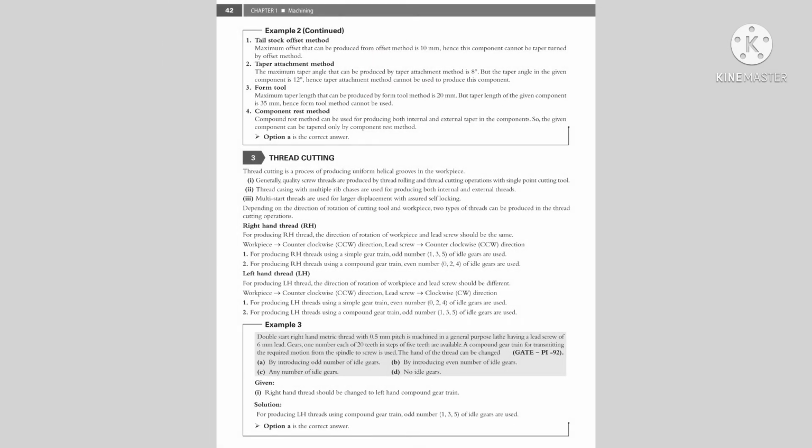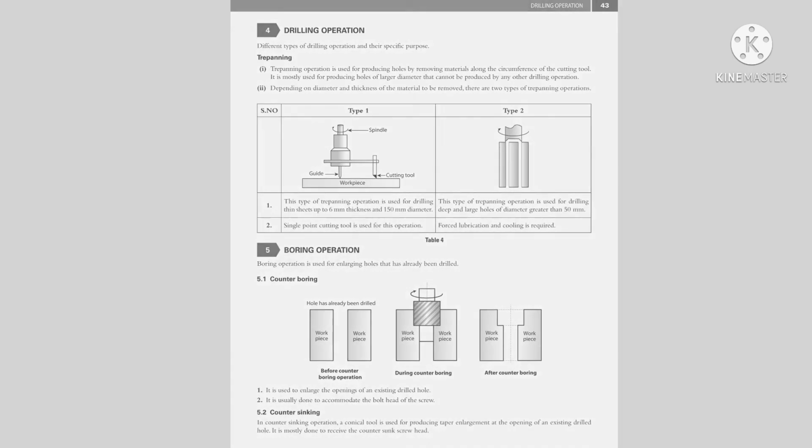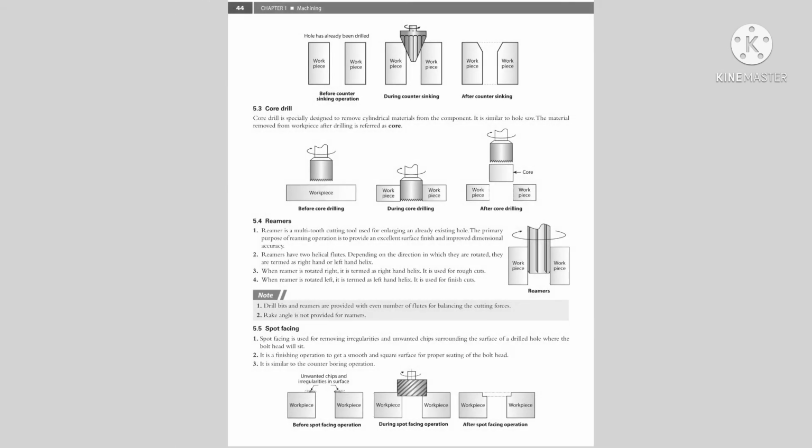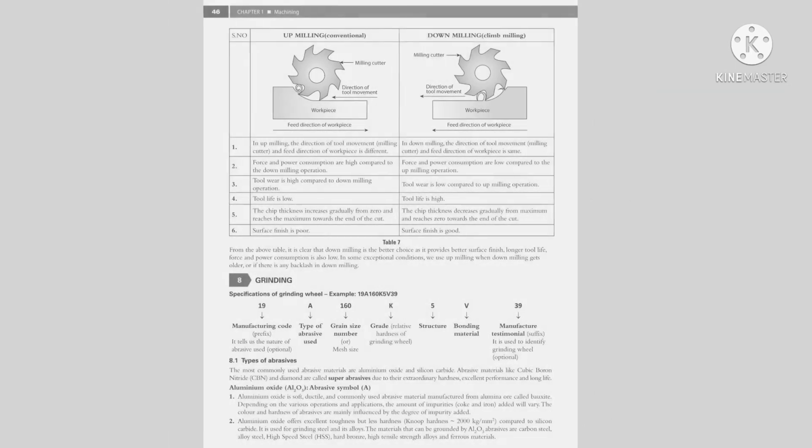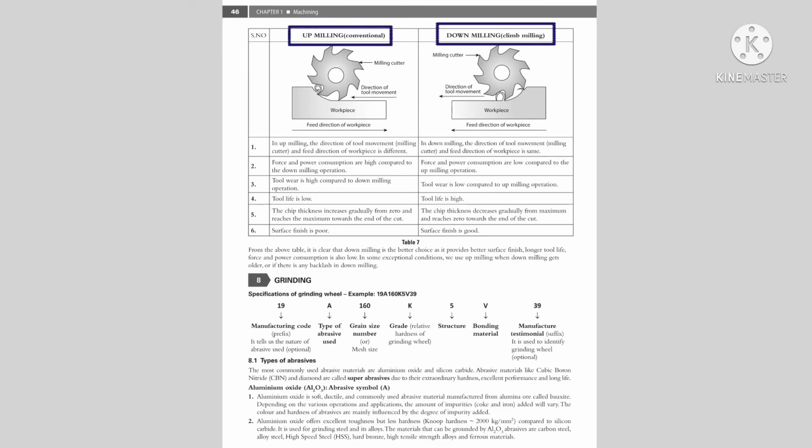Next topic is thread cutting. Here I have given points on thread cutting operation and types of threads, followed by an example problem. Then in the next page we have different types of drilling and boring operations, followed by milling operation. I have given the difference between up milling and down milling operations. Next we have grinding operation.